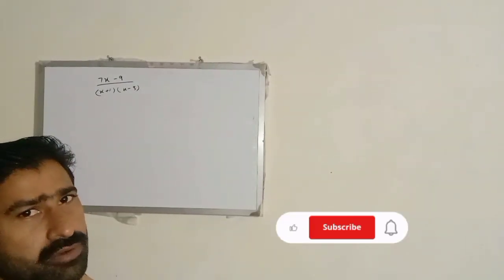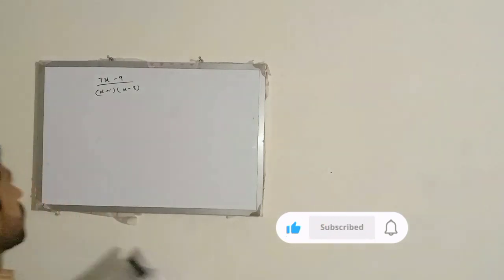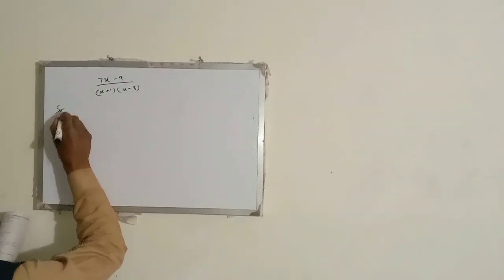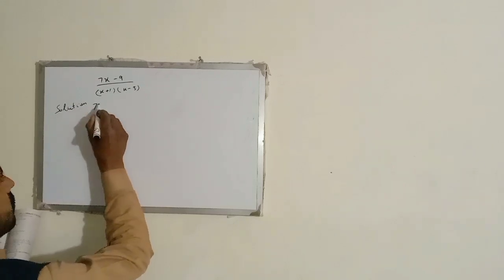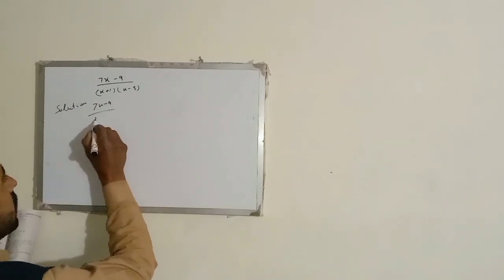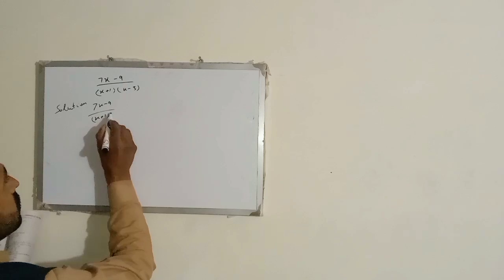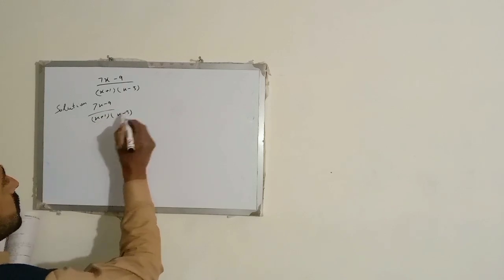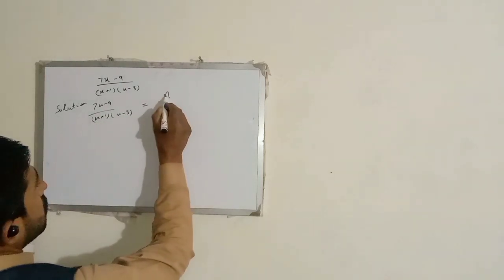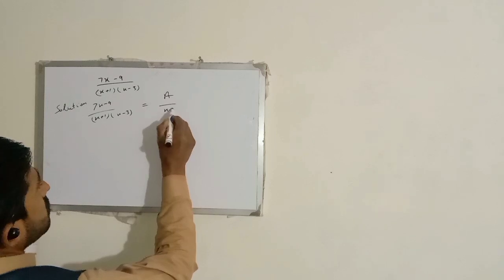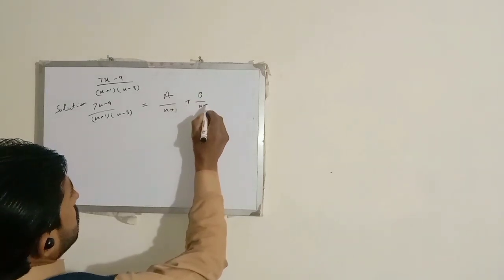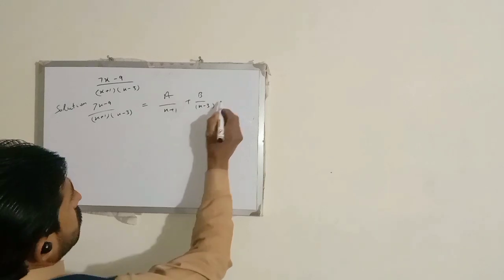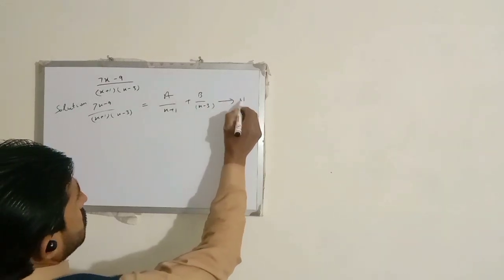Today we discuss partial fractions. The solution: we let (7x - 9) over (x + 1)(x - 3) equal a over (x + 1) plus b over (x - 3). We call this equation 1.